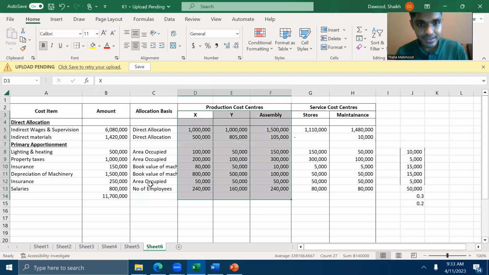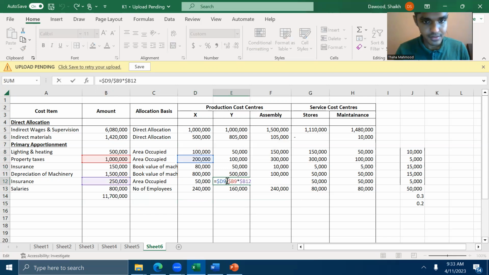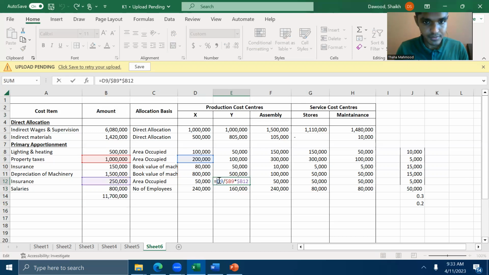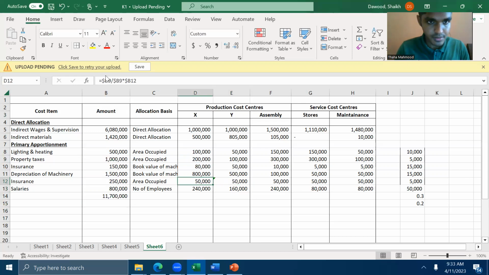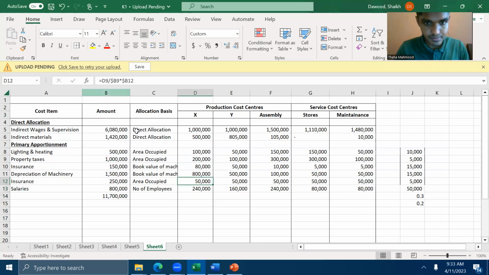Insurance of building or insurance of... 150, no. 50, 25, 75, yeah. Make it a dollar unknown. Right.